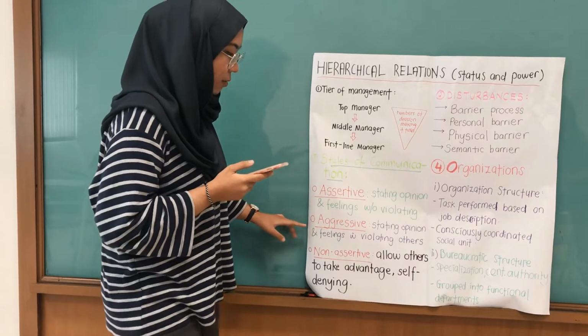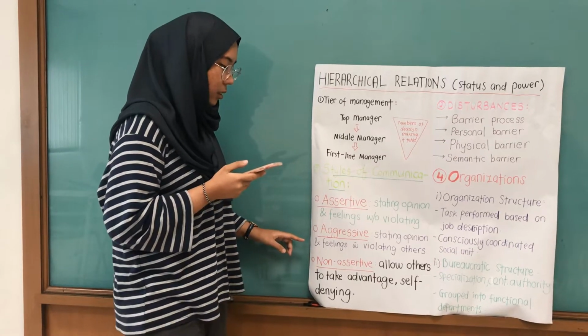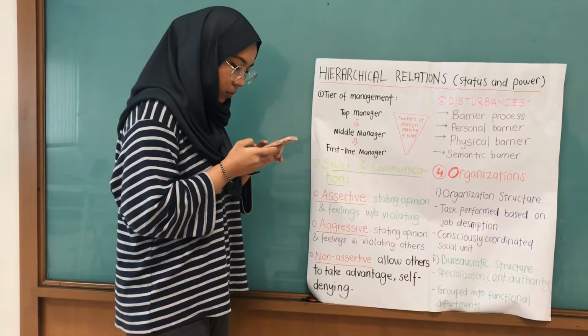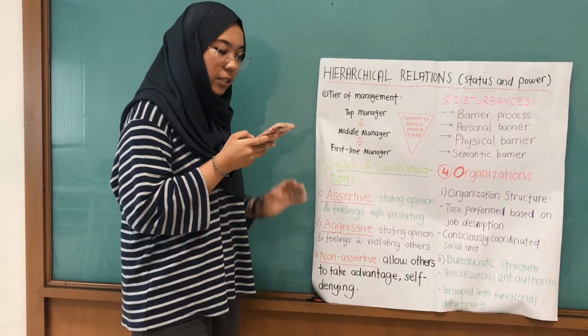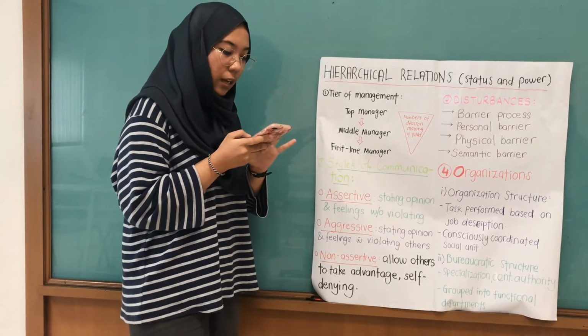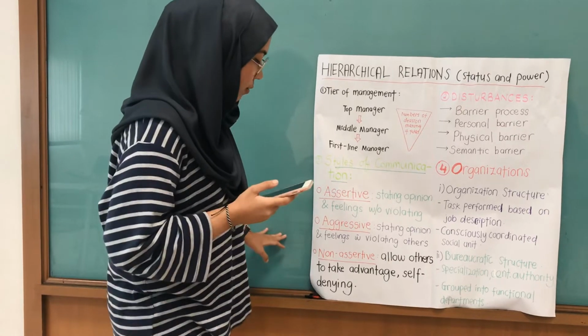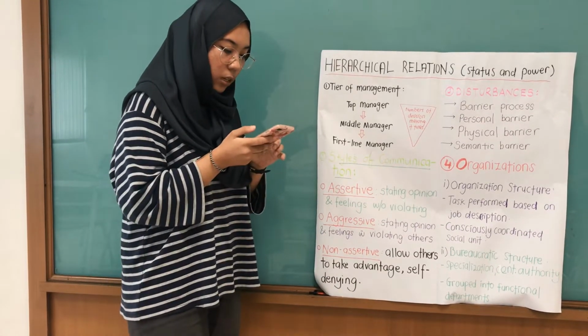Next is aggressive. They state opinions and feelings with the violation of others. It takes advantage of others, being expressive and self-enhancing at others' expense. The last one is non-assertive. It allows others to take advantage of themselves, self-denying, and also inhibition.